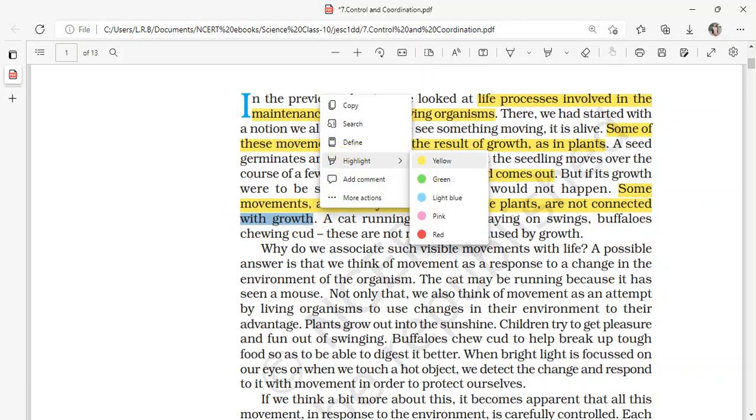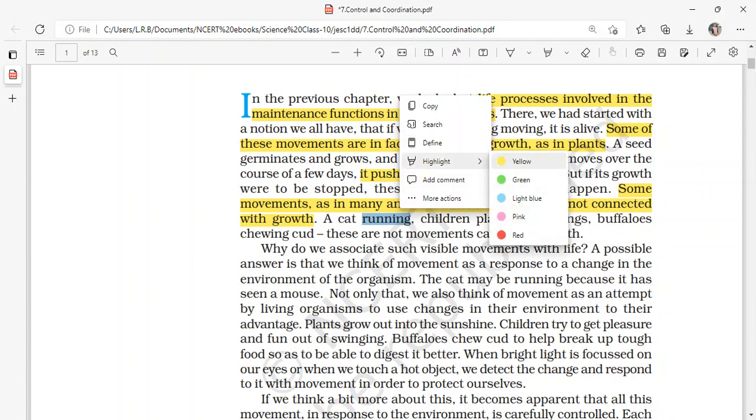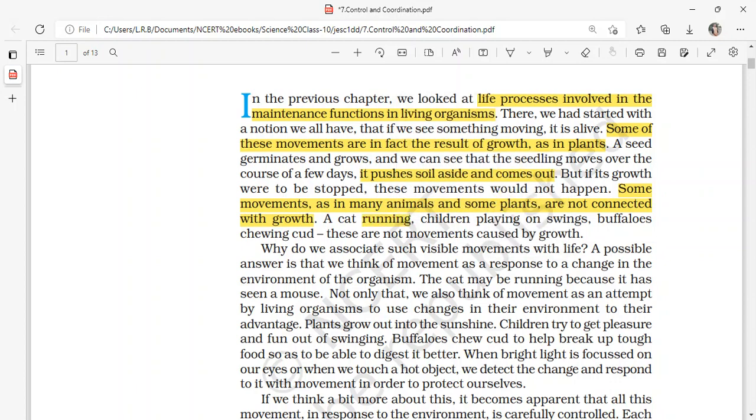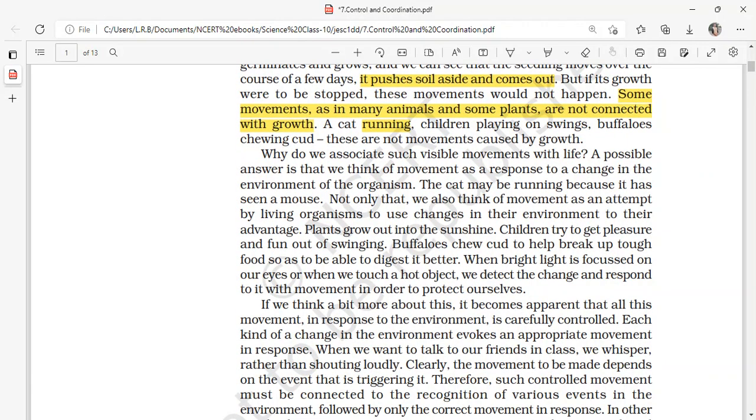Let us consider a cat running. This cat is running, it is moving, but we can't say it is related to its growth. Children playing on swings and buffaloes chewing cud are also not movements caused by growth. These movements are just for the body to search for food, or search for a mate, or for protection, or in search of prey, isn't it? But these movements are not related to the growth of the body.